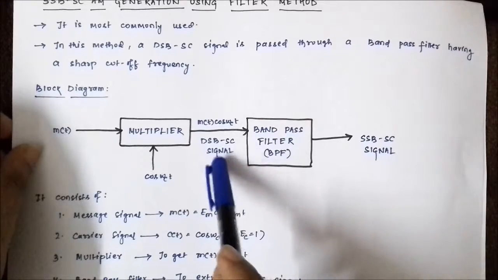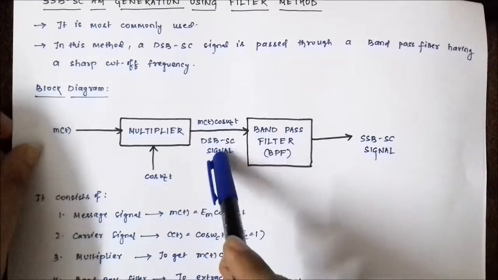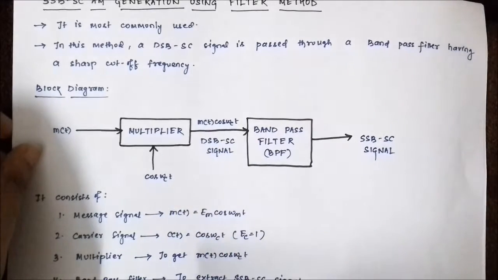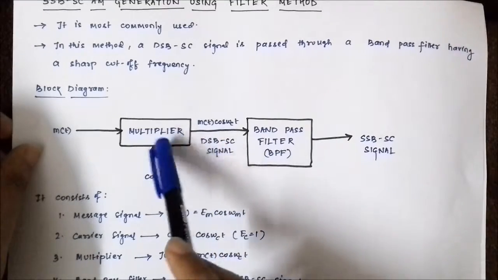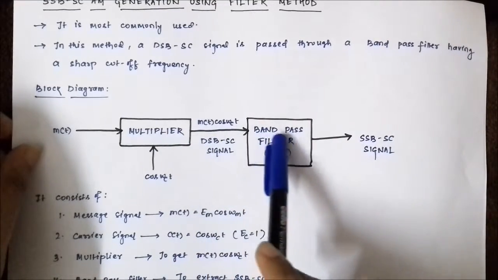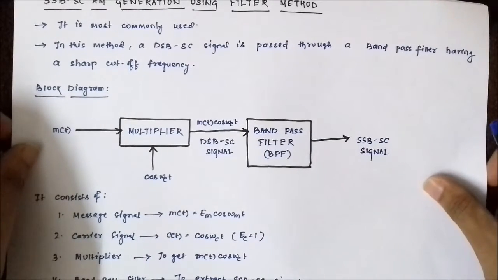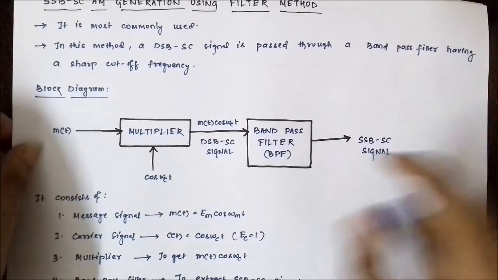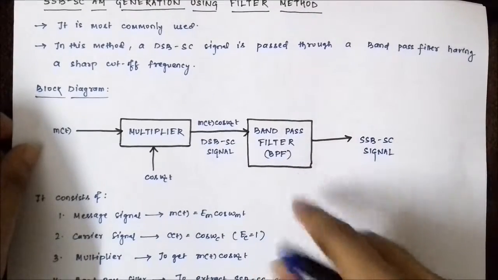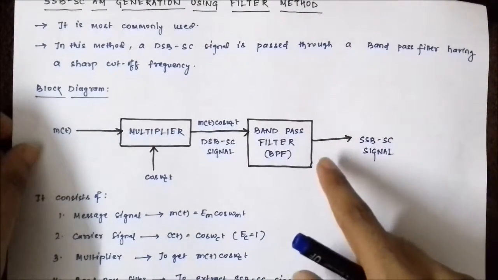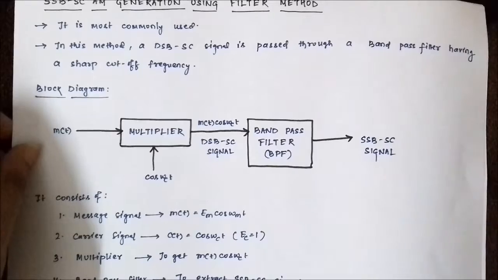It means the carrier signal is suppressed, only the lower and upper sidebands are passed. This is a DSB-SC signal, the output of the multiplier. Then it is passed through a band pass filter with a suitable sharp cutoff frequency range. Now depending on the frequency range selected, it is decided whether the lower or the upper sideband is passed.